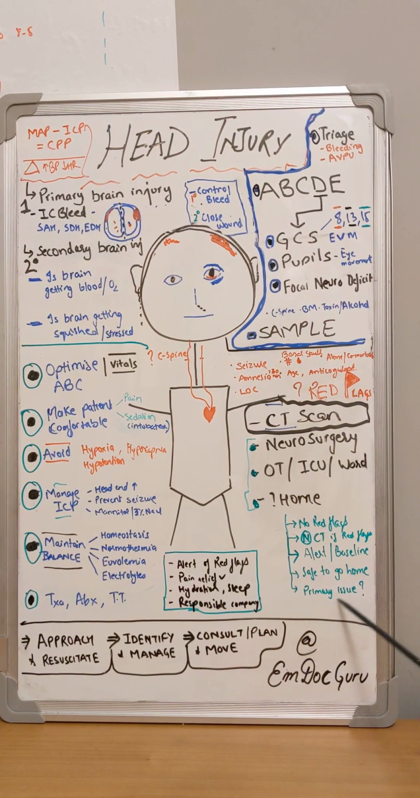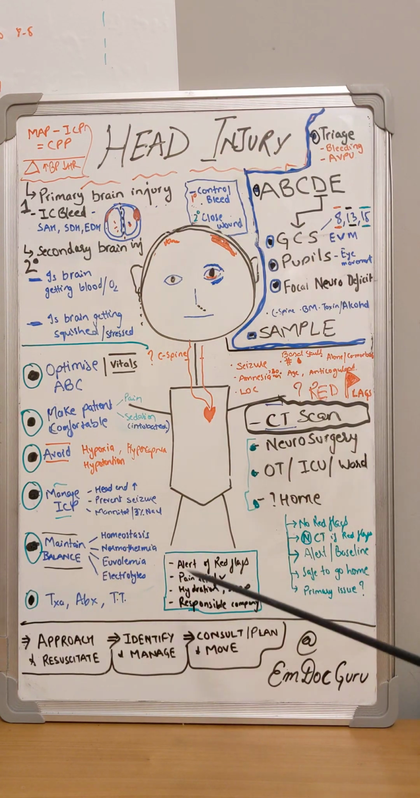And very important, the primary issue: what happened? Why did the patient have a head injury? Was it because he became unconscious? Did he have a seizure? Did he have a syncope? If it was just an injury, he slipped and fell, then that's a different thing. But if it was a medical cause that led to the head injury, that needs to be identified as well.